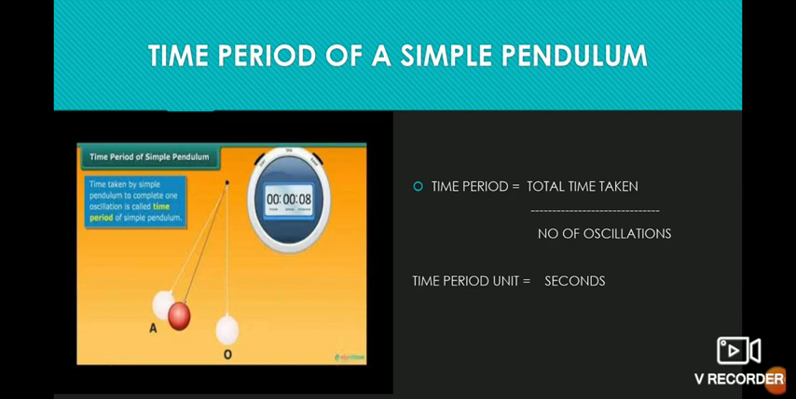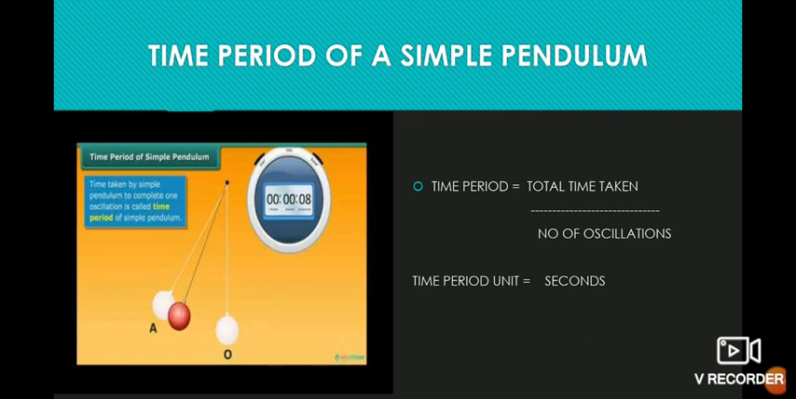Now here is a small quantity that we need to know, the time period. What is the time period? The time period of a simple pendulum is the time taken for the pendulum to complete one oscillation. So as I told you earlier, how do we calculate it? We let the pendulum complete say 15 to 20 oscillations. Okay, we let it complete say 20 oscillations and then measure the time taken for these 20 oscillations.